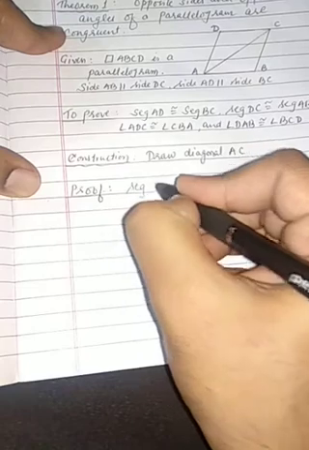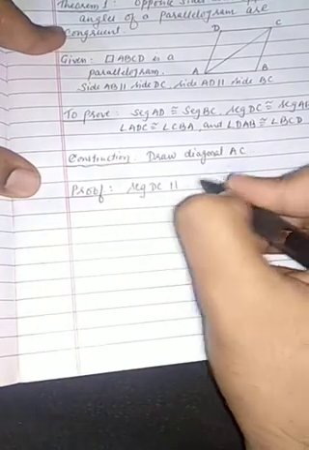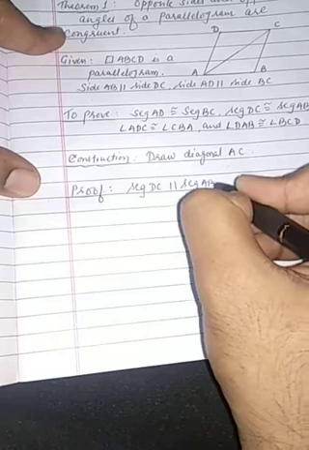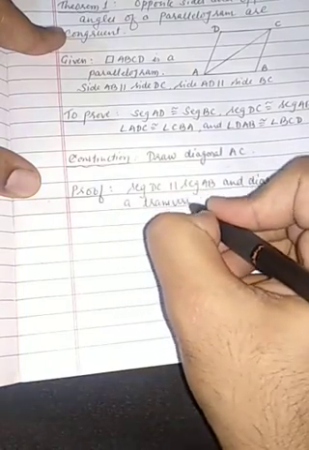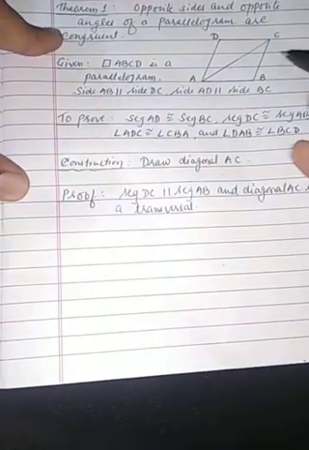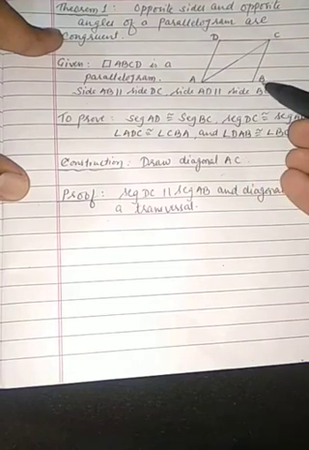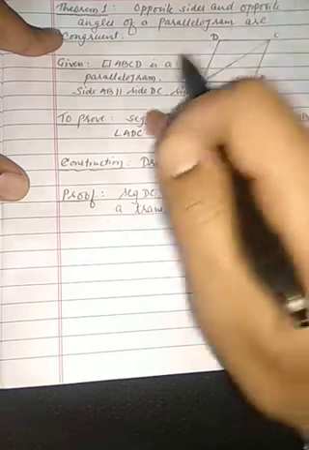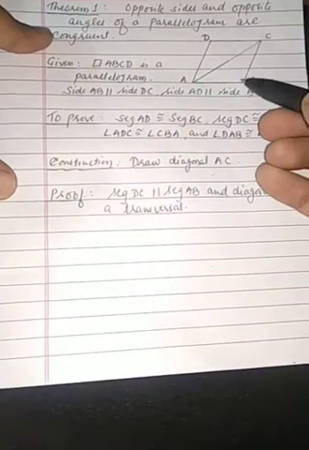Okay, let's see what we have. We will start always from what we have. So we have here segment DC is parallel to segment AB, okay, and diagonal AC is a transversal, isn't it? So DC and AB, they are parallel. This is what is given to us already. Okay, and diagonal AC is a transversal.